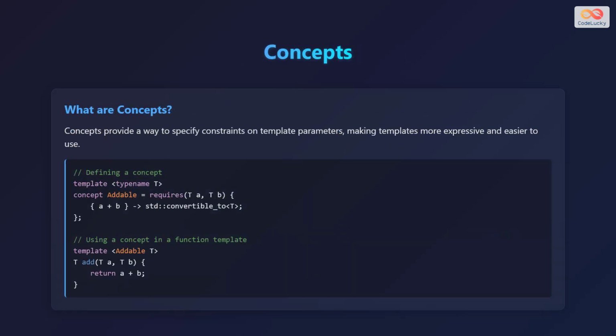Let's begin with concepts. Concepts provide a way to specify constraints on template parameters, making templates more expressive and easier to use. Here is an example. First, we define a concept called addable, which checks if two objects of type T can be added together, and if the result is convertible to type T. Then we use this concept in a function template called add, which only accepts types that satisfy the addable concept.